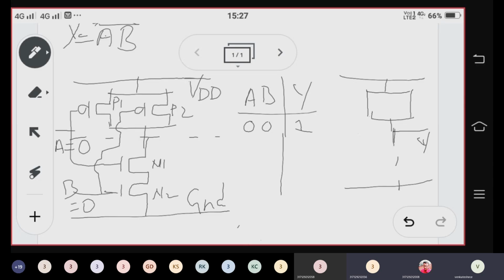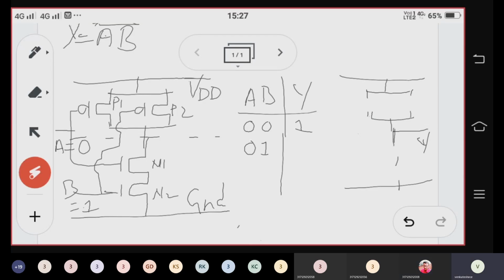Now let us consider the inputs 0 and 1. For A I am giving a 0, and for B I am giving a 1.